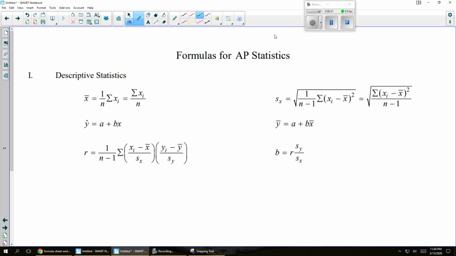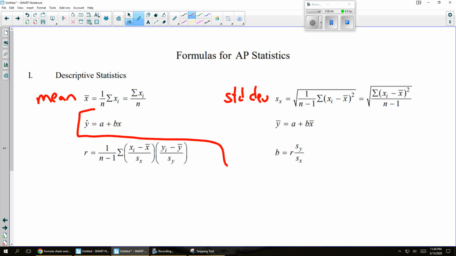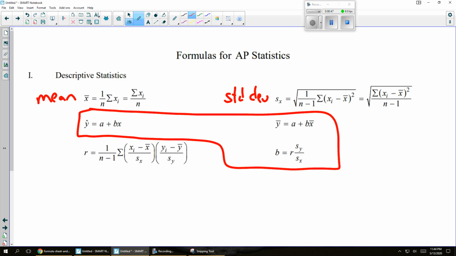So first of all, this formula is for the mean, and it works just like we would think it works, so don't overthink that. And this is the formula for standard deviation. Unless it's specifically about this, you could use your calculator to find the mean and the standard deviation, but that's just an idea. These formulas are for linear regression, how to calculate that line.